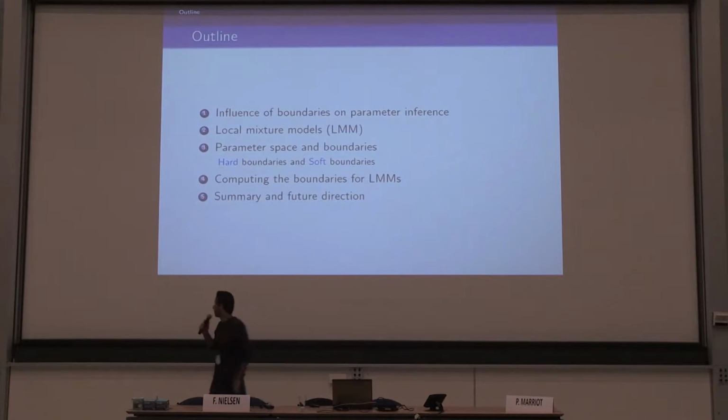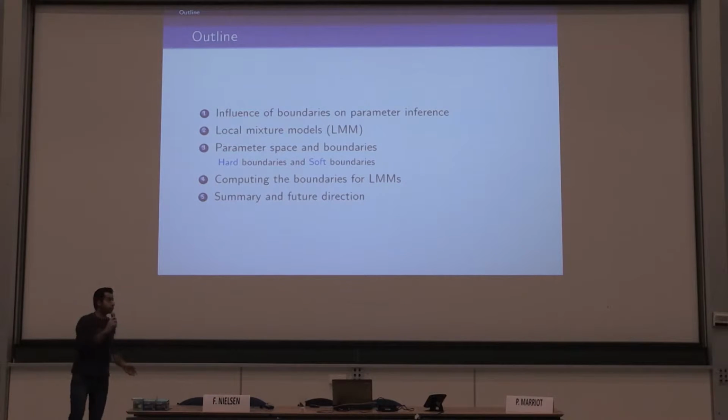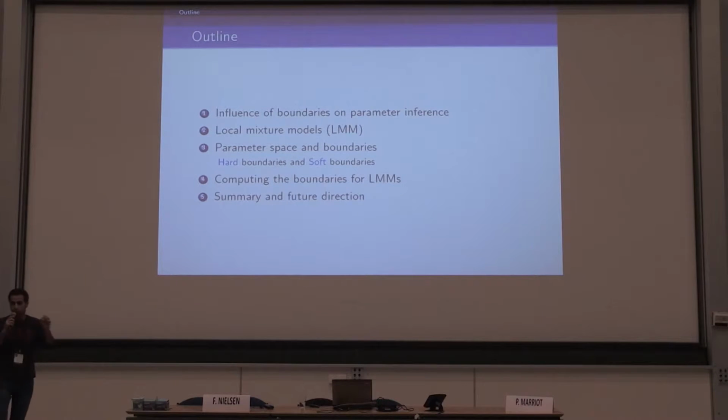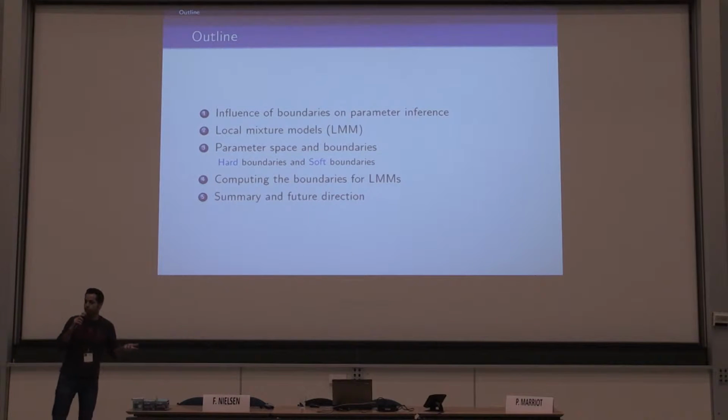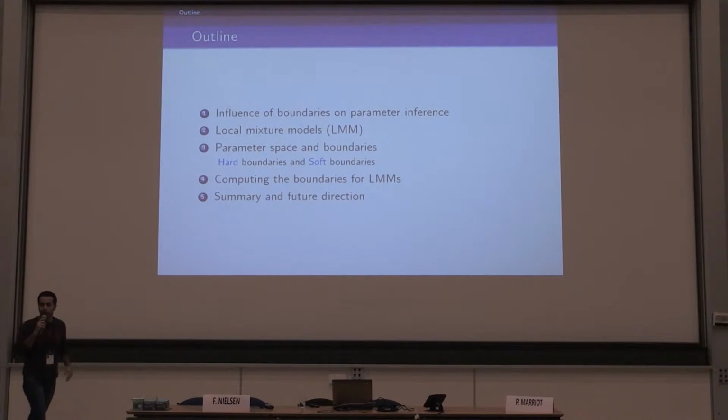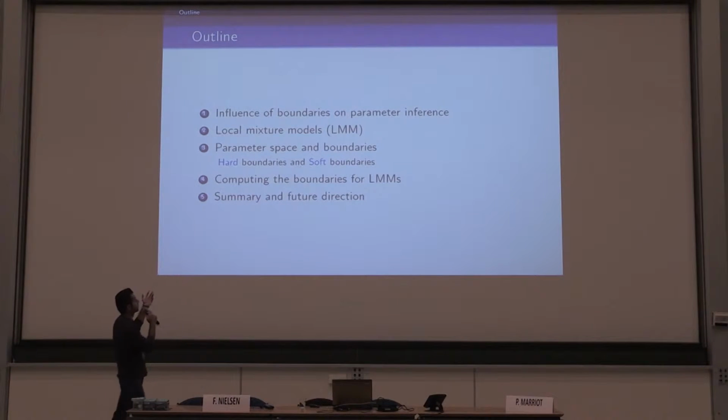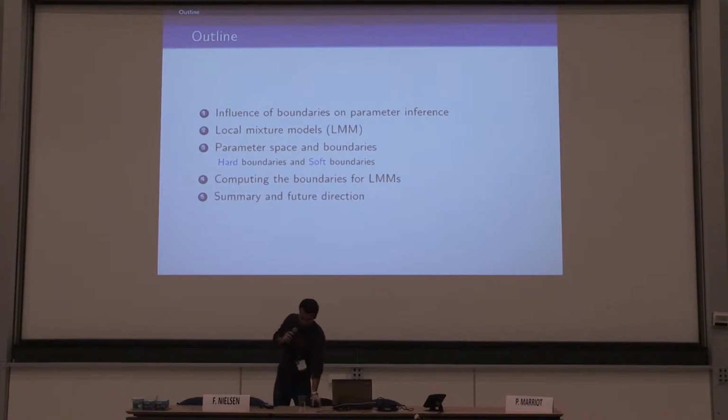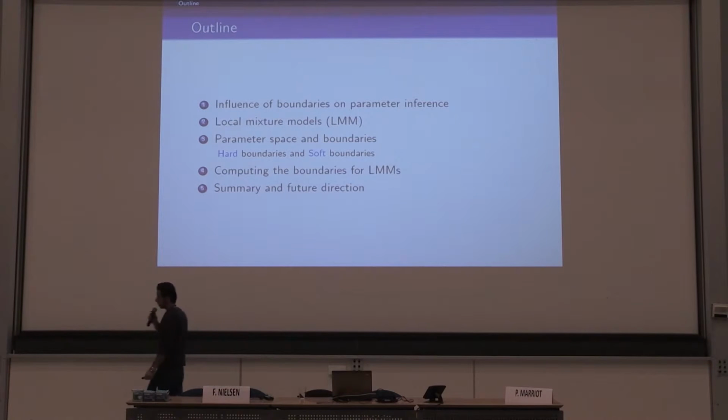I'm going to start with an outline and review the influence of boundaries on parameter inference and statistical analysis. One example was the previous talk: when we include boundaries, in the multinomial distribution for example, a whole bunch of problems show up and we cannot use the regular analysis. Then I'll introduce local mixture models and the boundary of their parameter spaces, which include two types of boundaries, hard boundaries and soft boundaries. Then I use some rather simple classic geometric methods to approximate these boundaries.